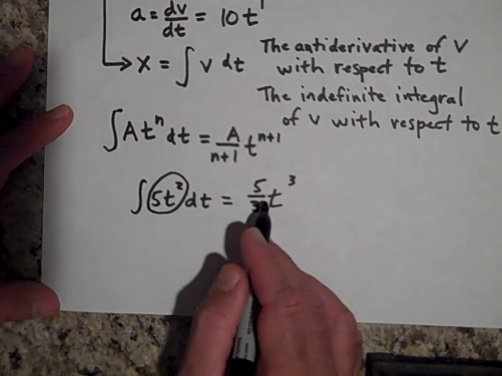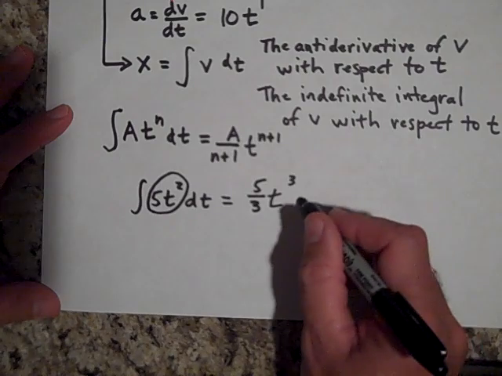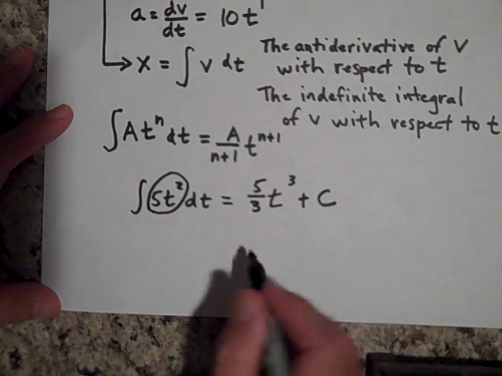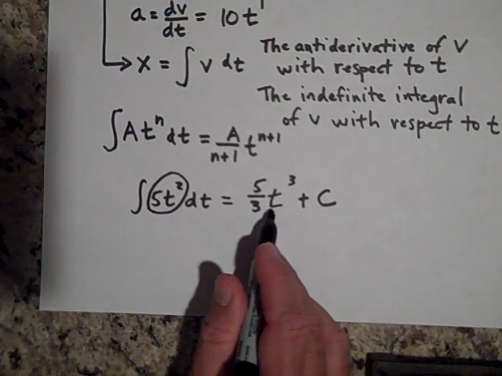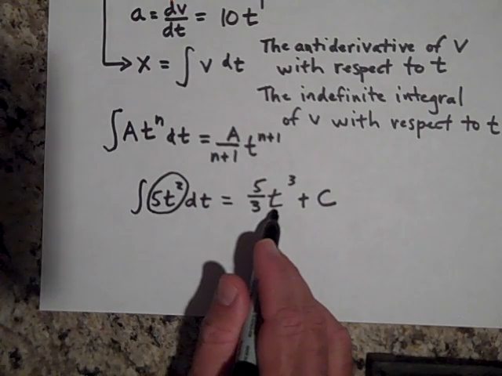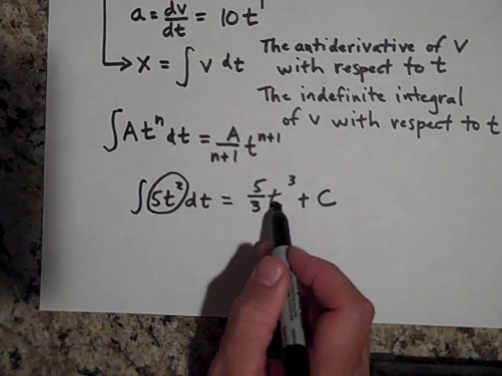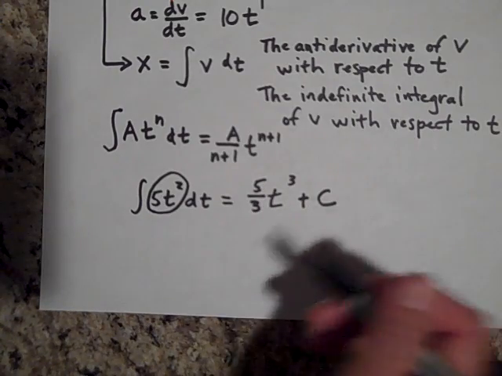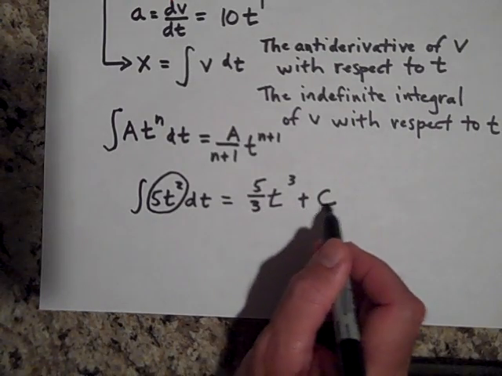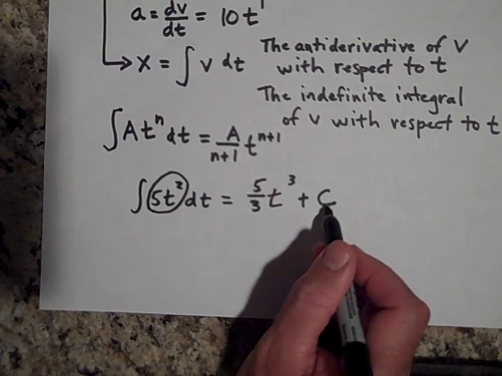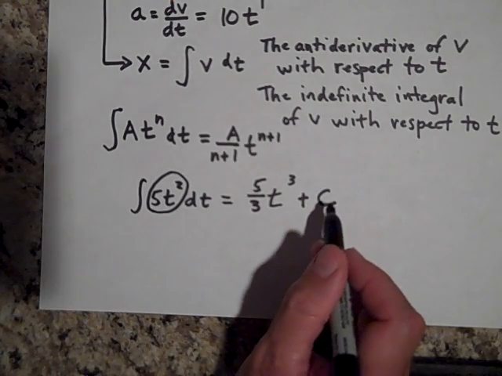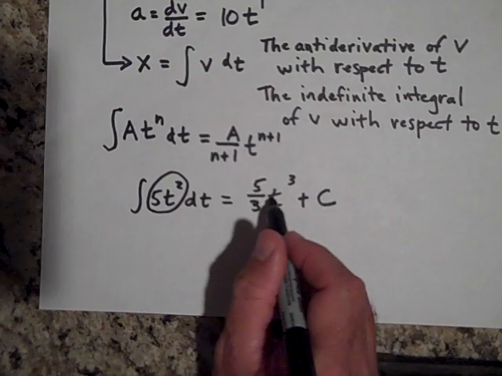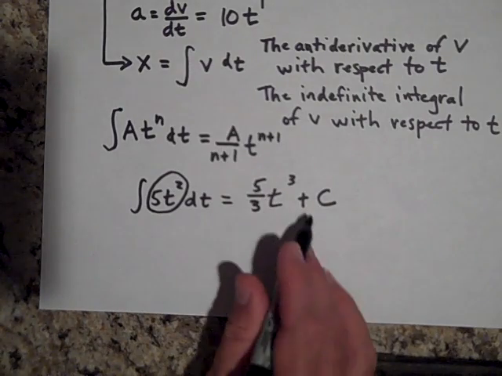This function now will tell me, I'm sorry, we need a plus c. So this function will tell me where the car will be at any time that I put in here. So at 1 second, it's going to be at 5/3, maybe meters, plus whatever it started at the beginning. So wherever it started, it will be 5/3 meters beyond that.